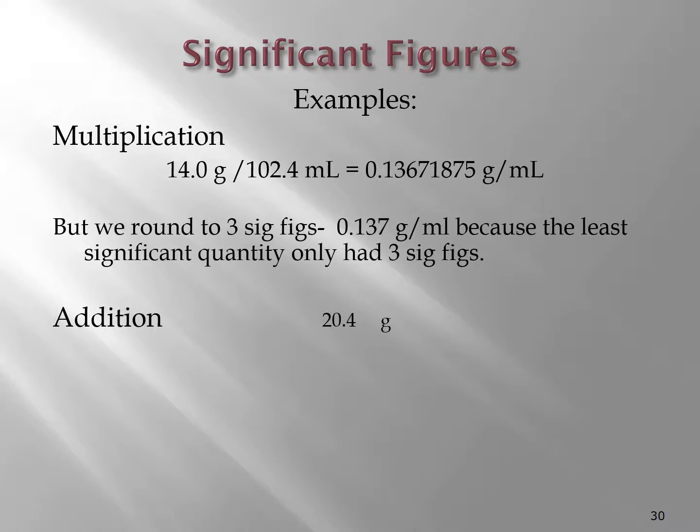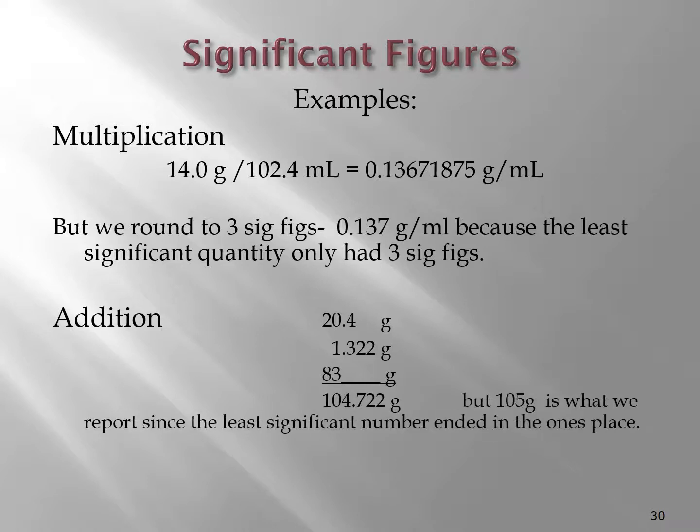All right, so here, let's add these numbers together. Let's say we added 20.4, 1.322, and 83. Well, we can't report this any more significant than the 83 because we didn't bother measuring any decimal places with that 83. So if we add them together, we get 104.722, but we need to round it to 105 because the least significant number has no decimal places. So we want our answer to have no decimal places.